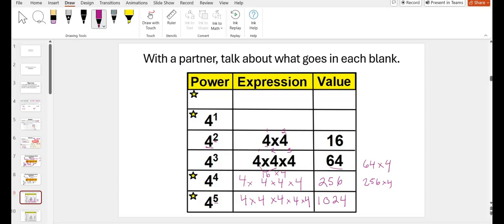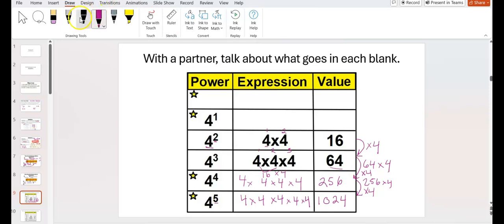Let's see. That's right. Now, you may have noticed that every time I move down, I'm multiplying by another 4 in my table, and that is the same every time. If I went down again, I would be doing 4 to the 6th, and I would have 6 4s, and I would multiply 1,024 by 4.